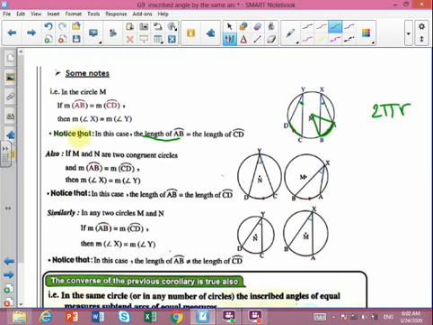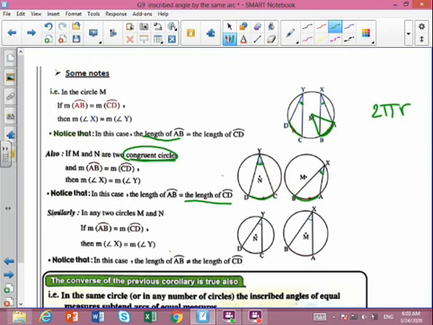Here, another note: if M and N are two congruent circles, and given that the measure of arc AB equals the measure of arc CD, then also the inscribed angle suspended by arc AB equals the angle Y, which is suspended by arc CD. Also in this case, the length of arc AB equals the length of arc CD, because the radii of the two circles are equal since they are congruent circles.